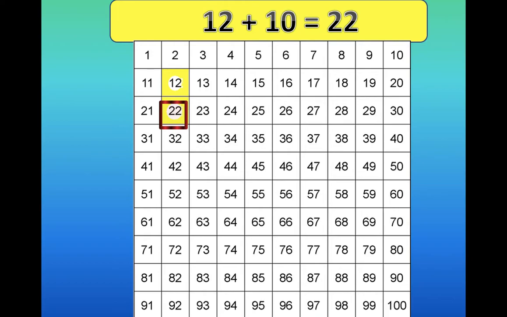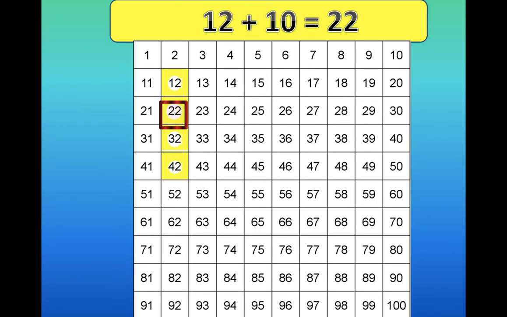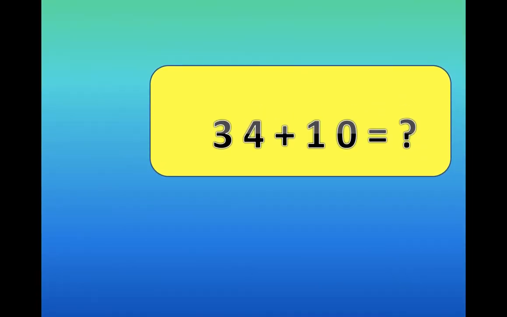And further, if you add 10 to this 22, it will become 32. And if you add 10 to this 32, it will become 42. And when you add 10 to this 42, it will become 52. And it will keep on going. Now let's have a look at another sum. 34 plus 10. What is the answer for 34 plus 10?